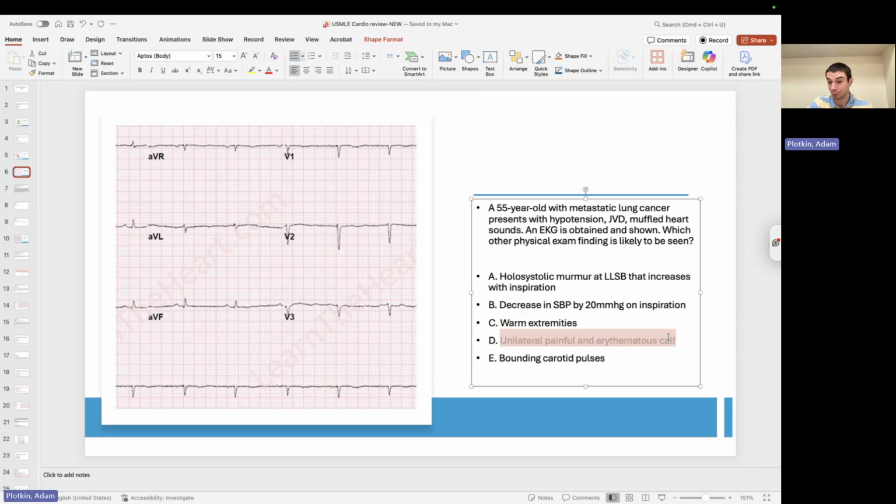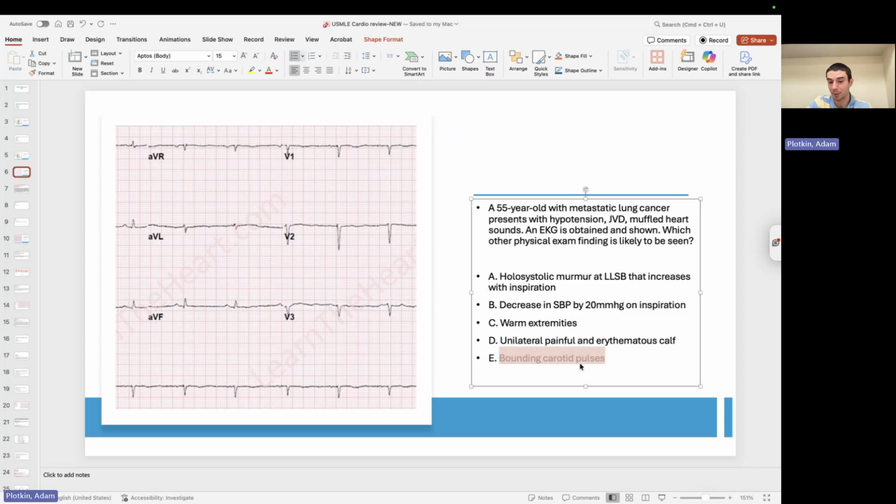A unilateral painful and erythematous calf could be a DVT that maybe progressed to PE, but I'm not seeing enough here to key me in on PE. I'd want to see tachypnea, tachycardia, dyspnea, hypoxemia with an underlying risk factor, and I'm not seeing that here. The underlying risk factor could be known cancer, but I'm just not seeing enough. And the low voltage QRS and electrical alternans are pointing me more towards cardiac tamponade.